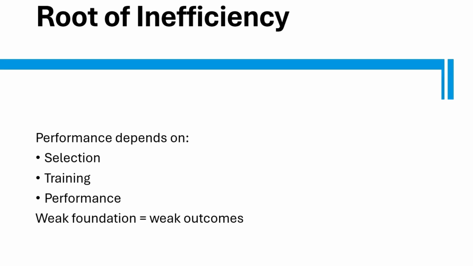Then, if the training is not good, the selected candidate for the job will not be able to perform better. Therefore, training should be effective. And finally, the performance on job depends on good selection and training. If selection and training are not good, the desired outcomes on job will not be achieved.